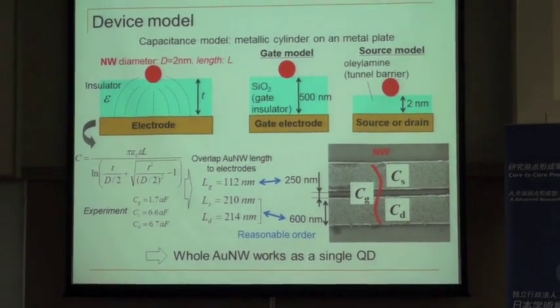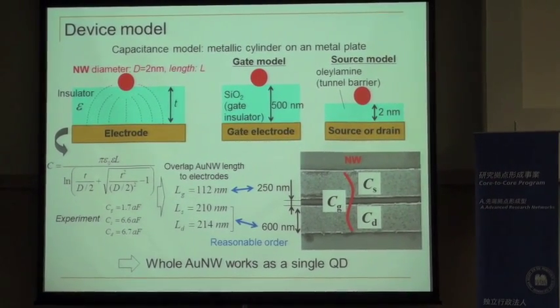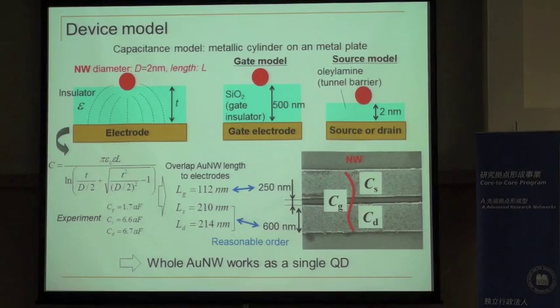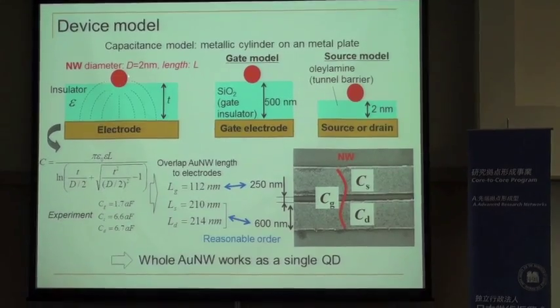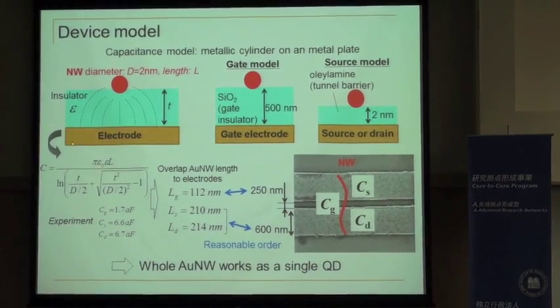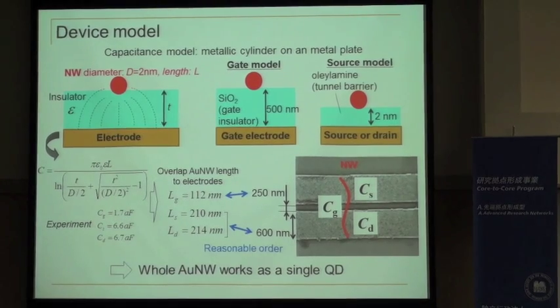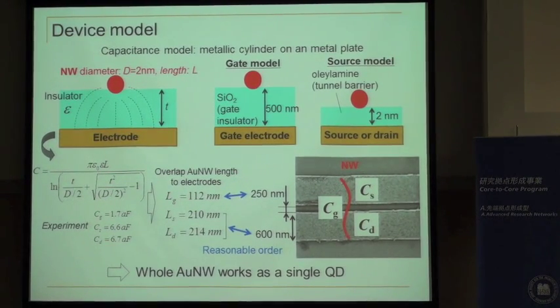So I will show you the device model of this device. In our device, the nanowire is on the electrode, and we can use the model of a metallic cylinder on a metal plate.